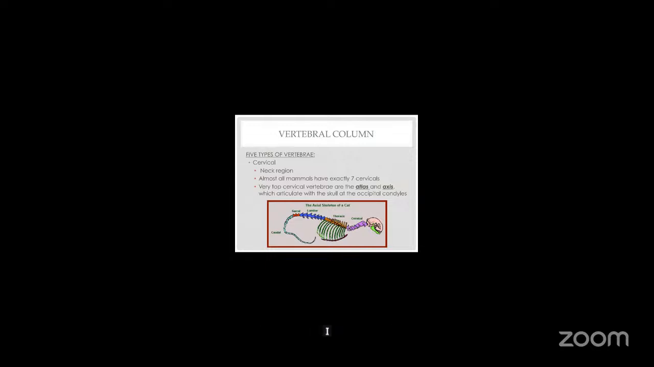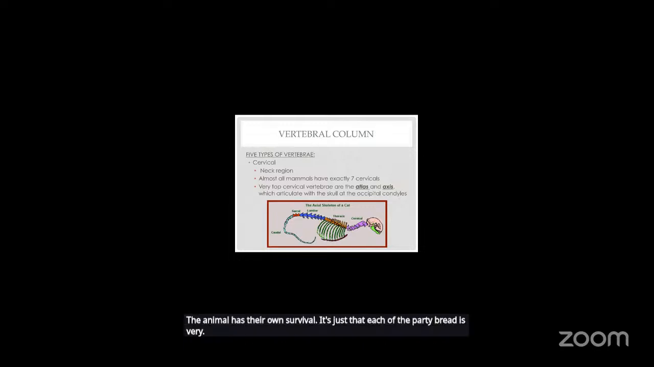You mean it has 7 despite the length of the neck? Yes, sir. That's correct. Despite the length of the neck, the animal has 7 cervical vertebrae. It's just that each of the vertebrae is very, very big. So it has 7, regardless of the length.